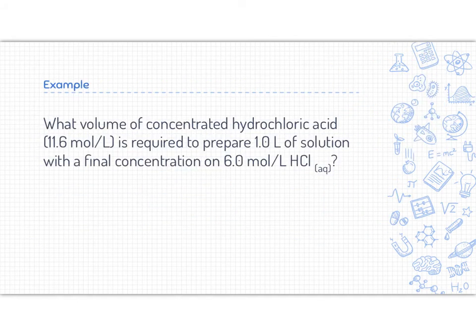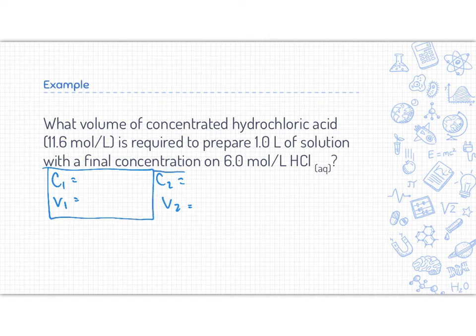So let's use this. What volume of concentrated hydrochloric acid is required to prepare 1 liter of solution with a final concentration of 6 moles per liter? So C1V1, C2V2. We just need to make sure, like we were in gases, that we're using the initial conditions over here and final concentration conditions over here. So initial and final.